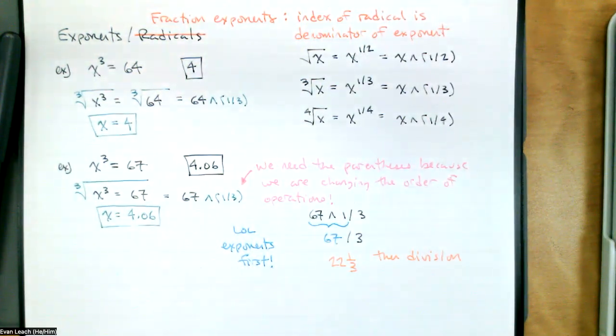Your calculator is just doing what you asked it to do. You asked it to raise 67 to the 1st power and divide the result by 3. If you want to change that order around, you need to put the 1/3 in parentheses.